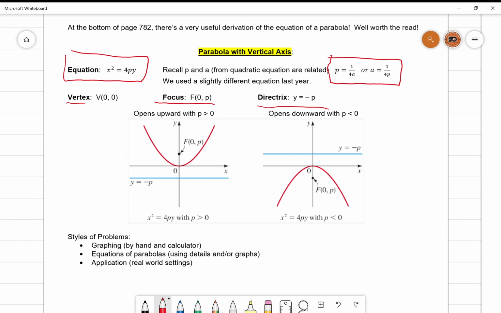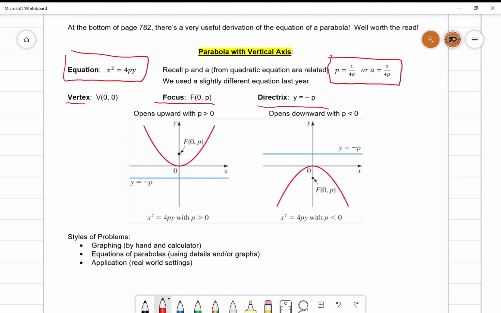Let's move to what we're going to do, which is styles of problems. We're going to graph, obviously. You're going to do both by hand and calculator. Since you'll be testing from home, you better show what I need to see if you're going to be graphing it with a calculator and cheating a little bit. Graphing by hand will involve 5 to 7 points just like last year: a vertex, 2 or 3 points on the right side, 2 or 3 points on the left side.